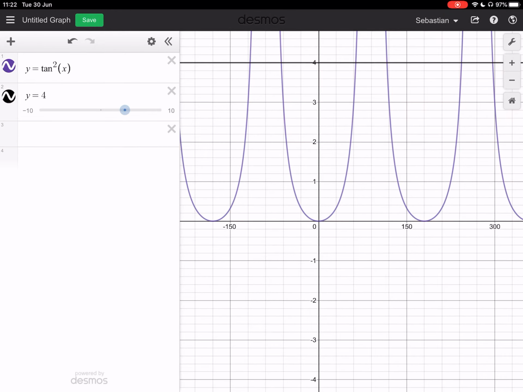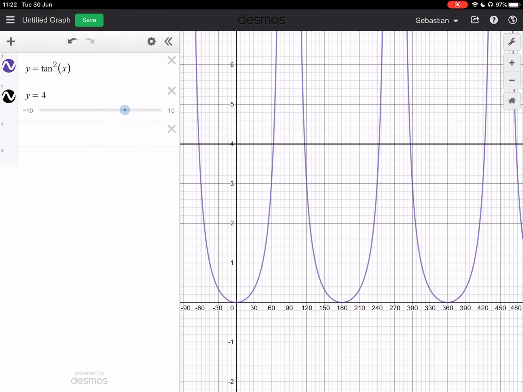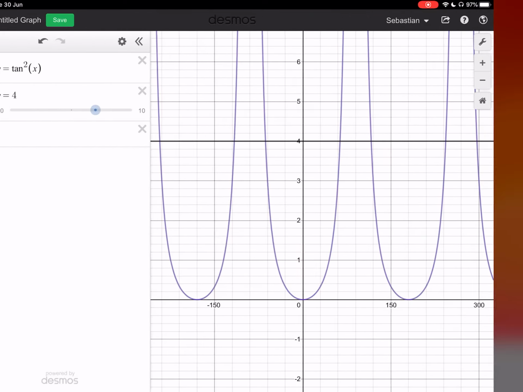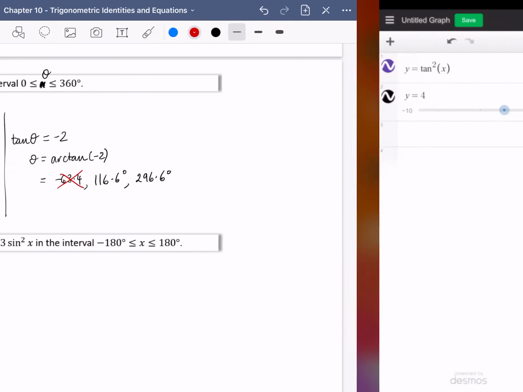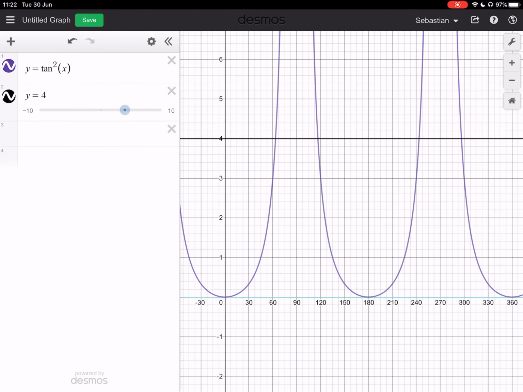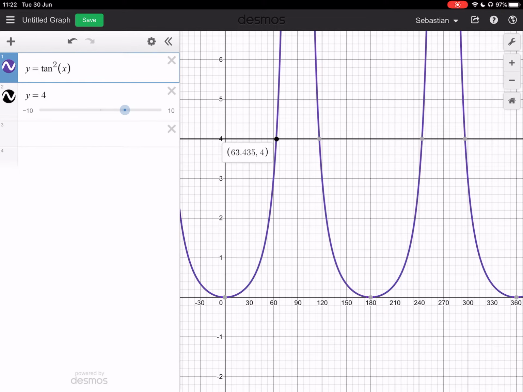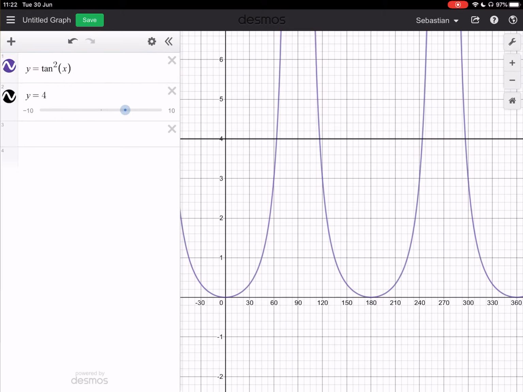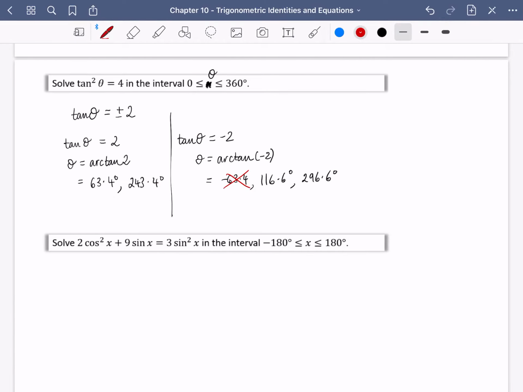And it's popped up here. The range in this one, I think in the question, was 0 and 360. Is that right? Yep. So I'm just going to shrink my axes, so I've got it between 0 and 360. And we can see the places where it's crossing is 63.4, 116.6, 243.4, and 296.6. So we have got all of those solutions. I'm hoping you are using this Desmos or your graphics calculator when answering these questions.